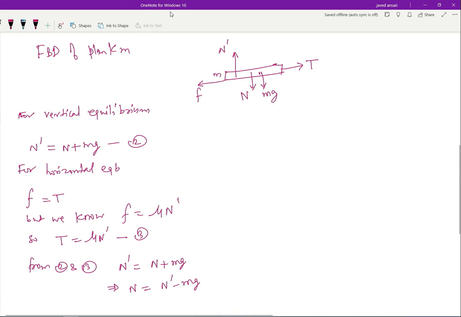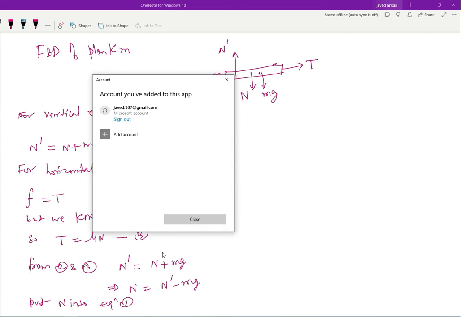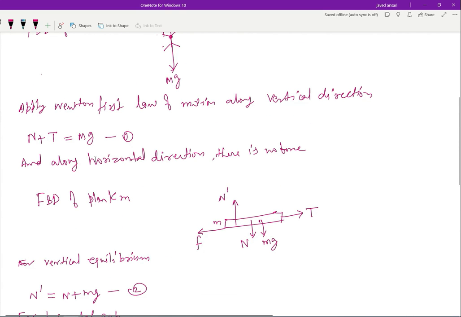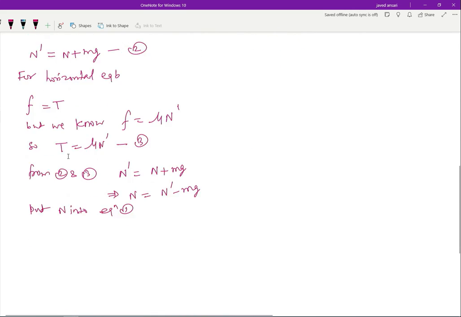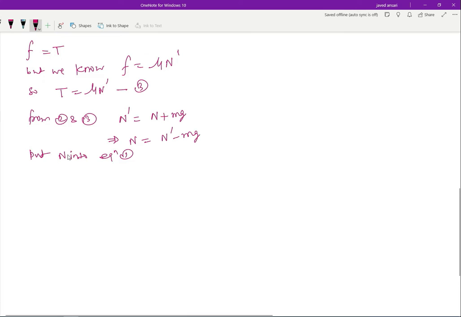Put this value of N into equation 1. Equation 1 is N plus T equal to Mg. So N plus T means N dash minus mg plus T. T also we found as mu N dash, equal to capital Mg.